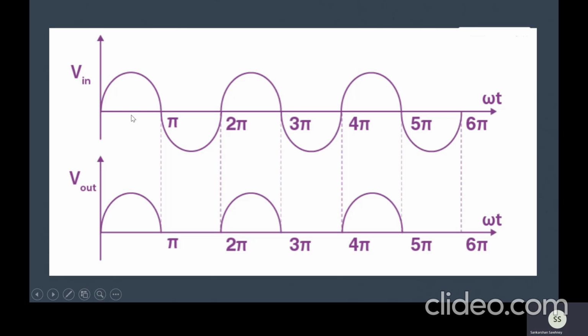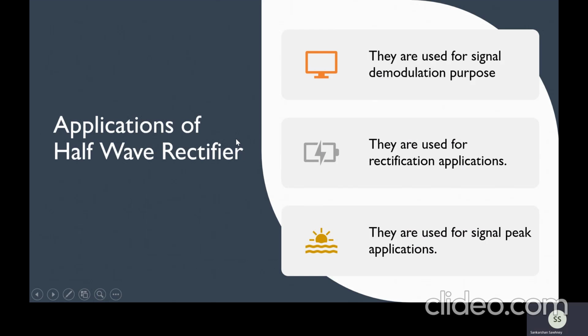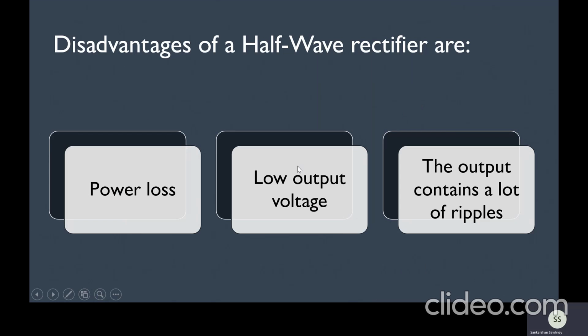Again, by comparing the input supply and the output supply, we see that we remove the negative half cycle of the input supply while the positive half cycle remains as it is. Half-wave rectifiers are used in many areas, like signal demodulation, rectification applications, and signal peak applications. There are many disadvantages as well. First is power loss, as one half cycle is lost to us, low voltage output, and the output contains ripples.